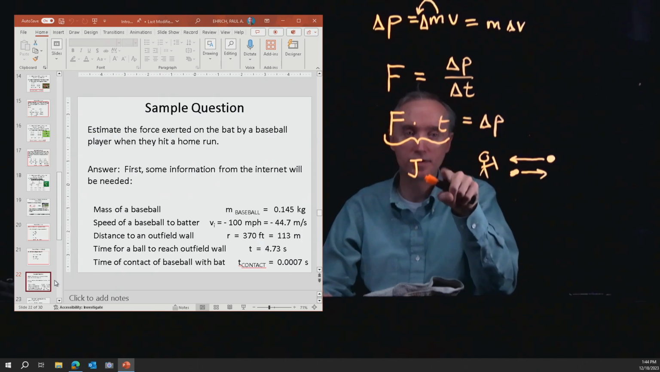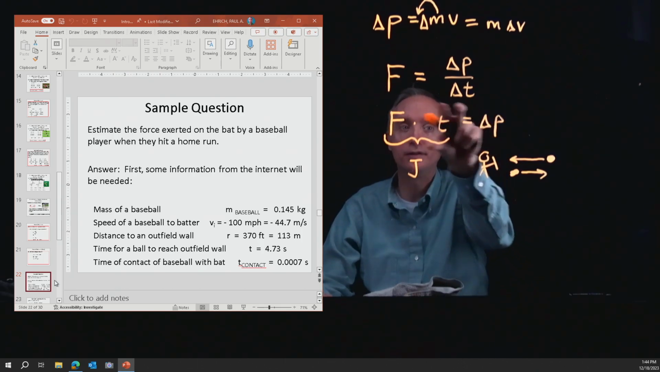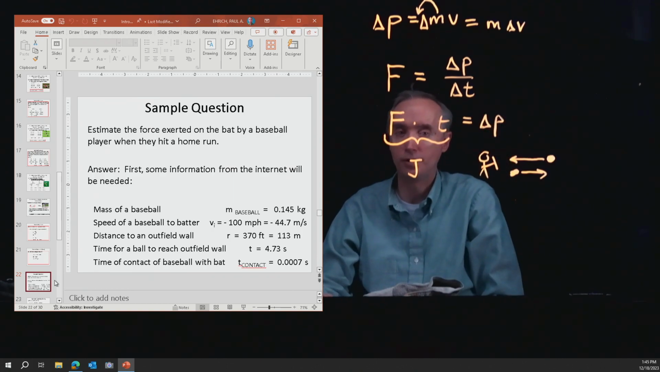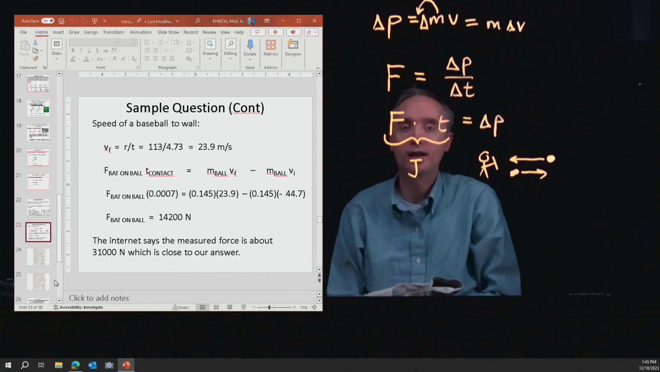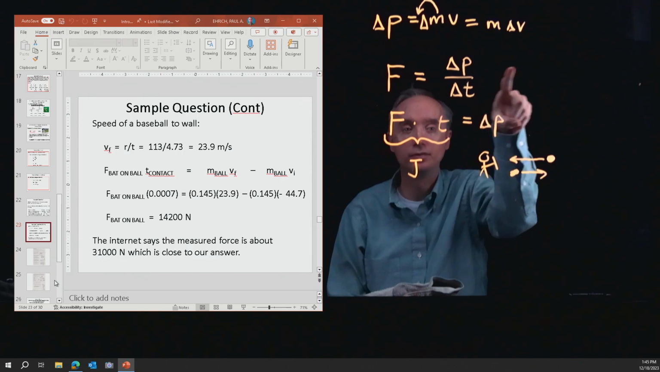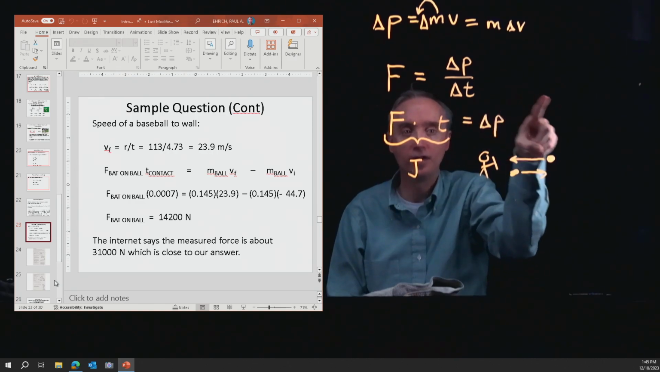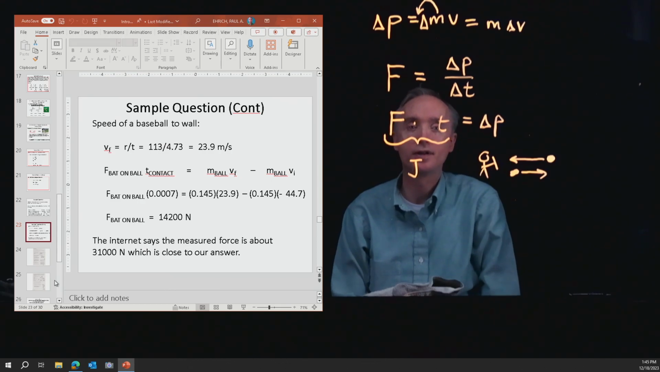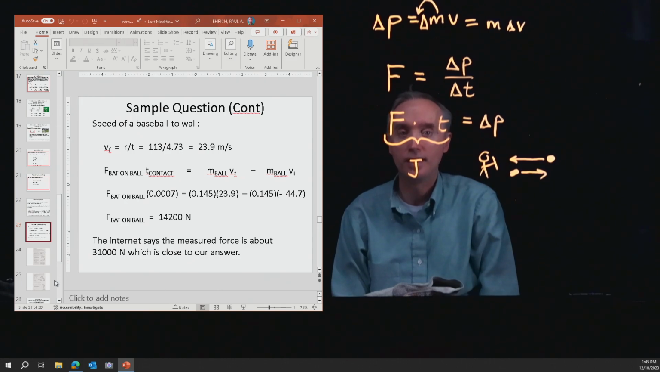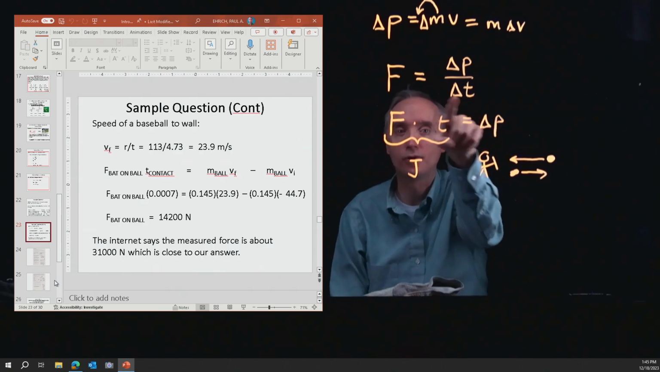Now let's take all of this information and plug it into this formula up here. So first we're going to calculate the speed of the baseball when it's going to the outfield wall. So it's the distance to the outfield wall divided by the time it took in flight to get out there. And so that's 113 meters divided by 4.73 seconds, and that turns out to be 23.9 meters per second. All right, now we're ready to use this formula here.